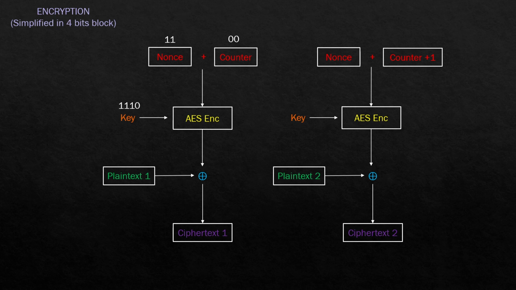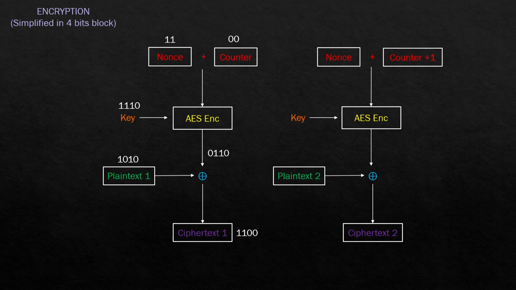First, the nonce, 11, and counter, 00, are combined and encrypted with the key, 1110, using AES encryption. The encryption produces a 4-bit block containing 0110. It is then XOR with the plaintext block 1010. And finally produces the first cipher text block containing 1100.